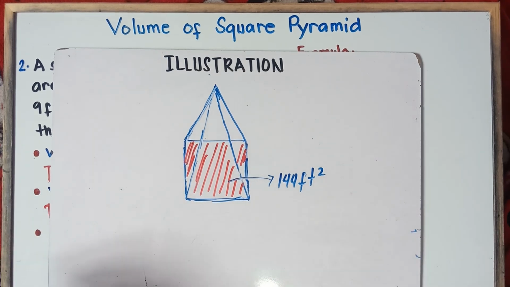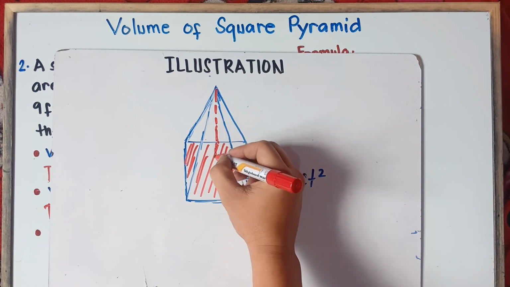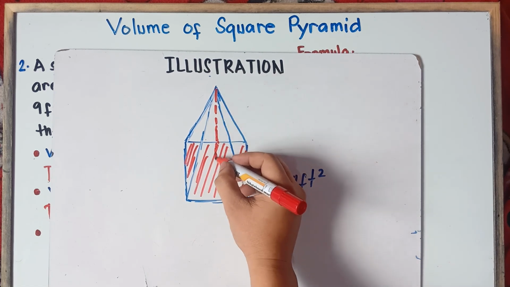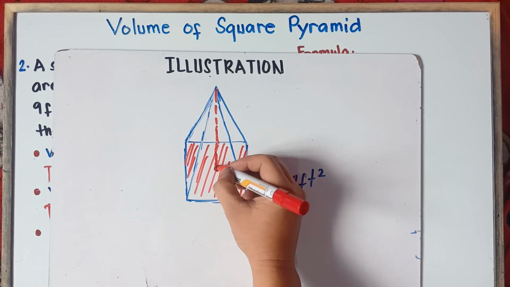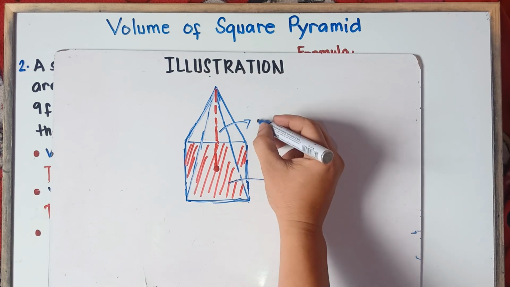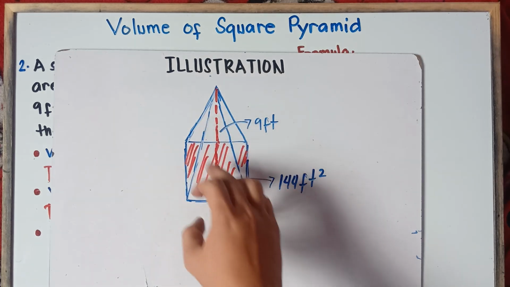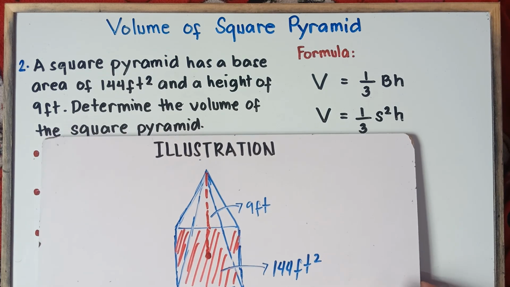And then our given height, class, this height from the apex going to the center of this base, will be 9 feet. So this is 9 feet for the height. Alright, and we're told to find the volume of the square pyramid. So therefore, class, we will be using the first formula.